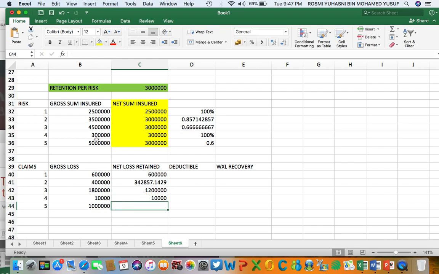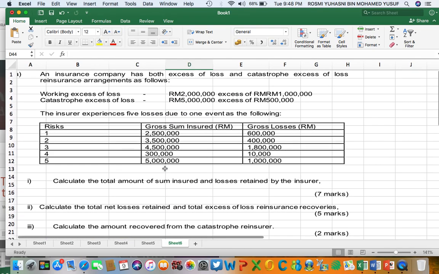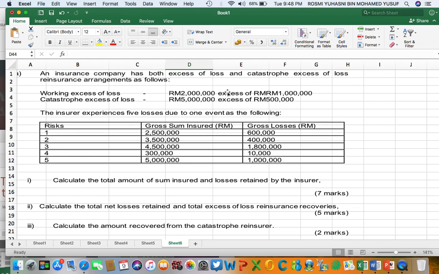Okay, for risk number 5, with a gross sum insured of 5 million, we know that the insurer retains up to 3 million, or 60%. So the net loss retained for gross loss number 5 is this amount times the percentage. The loss retained by the insurer is 600,000. Okay, now we have to calculate how much claim is paid by the working excess of loss reinsurer.